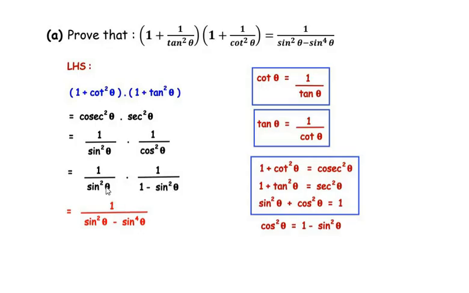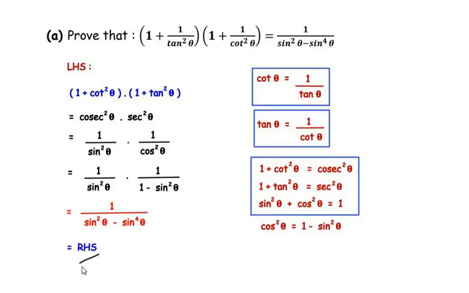Now in the next step, we are going to expand the brackets in the denominators. So 1 times 1 in the numerator gives us 1 over sine square theta times 1 gives us sine square theta minus sine square theta times sine square theta gives us sine to the power of 4 theta. And this is our right hand side. So we have proved that the left hand side is equal to the right hand side. So this is our answer.